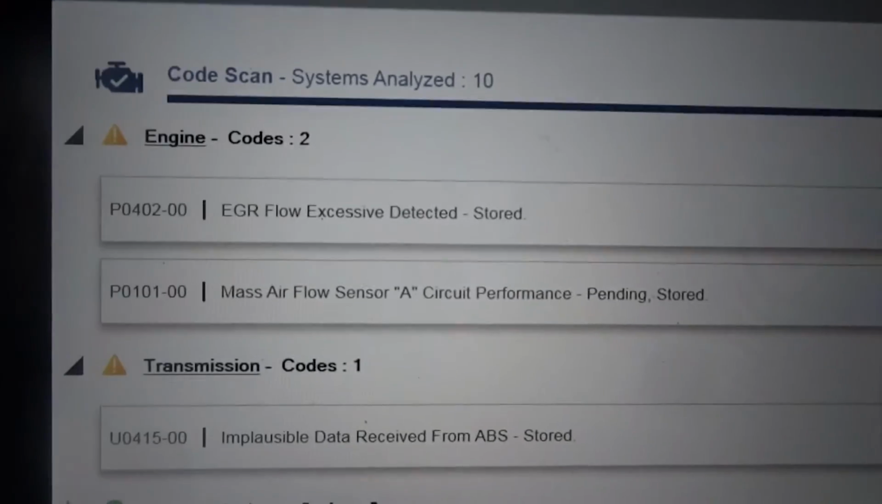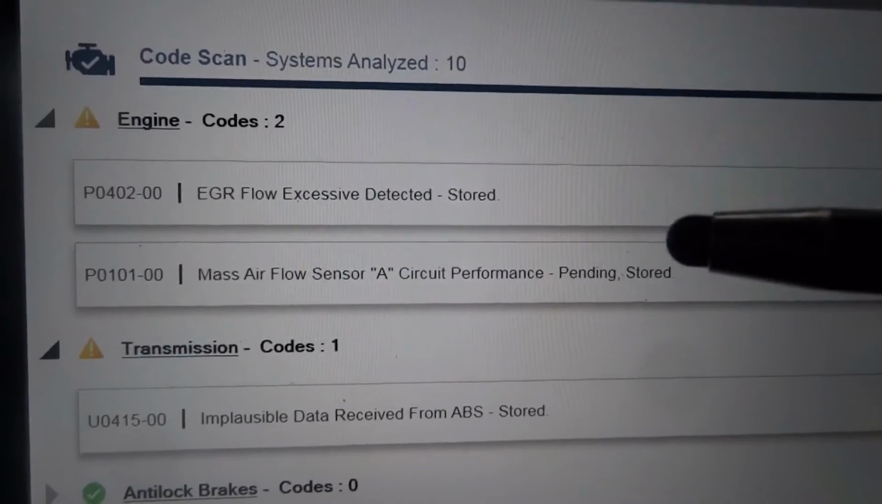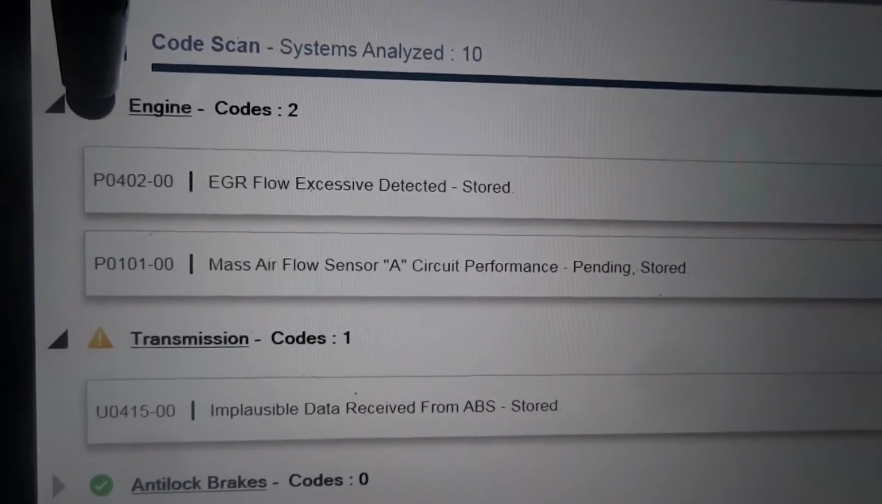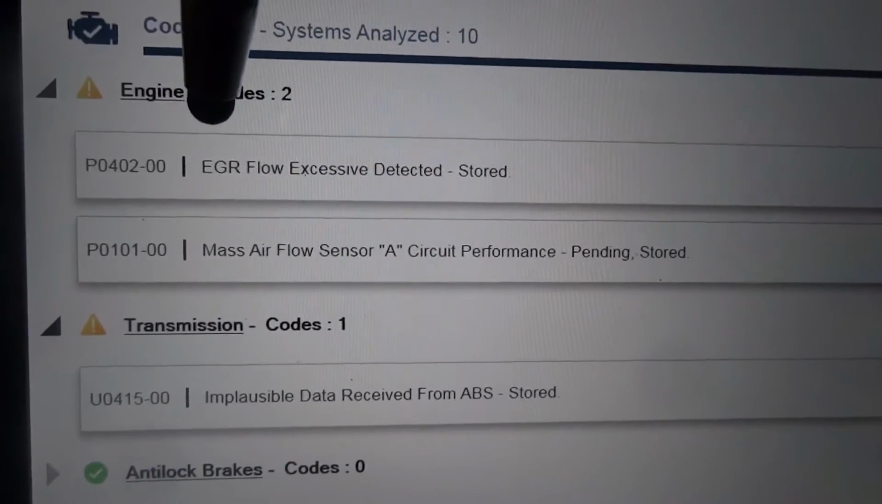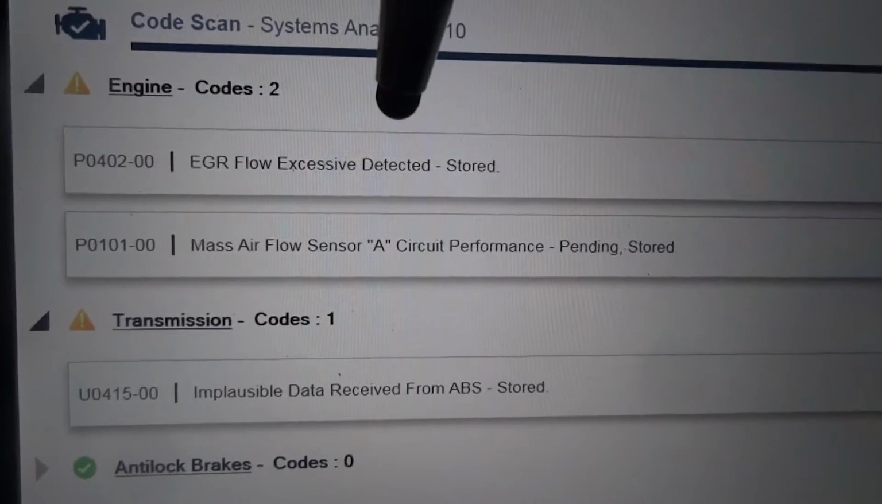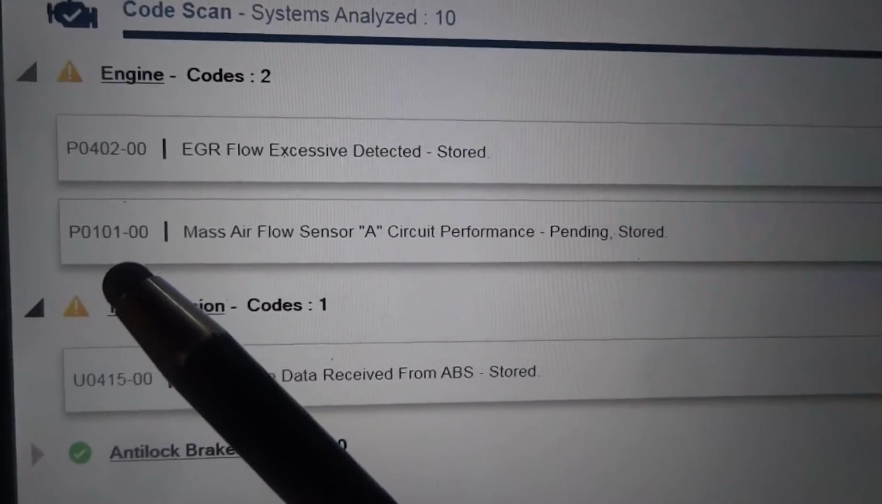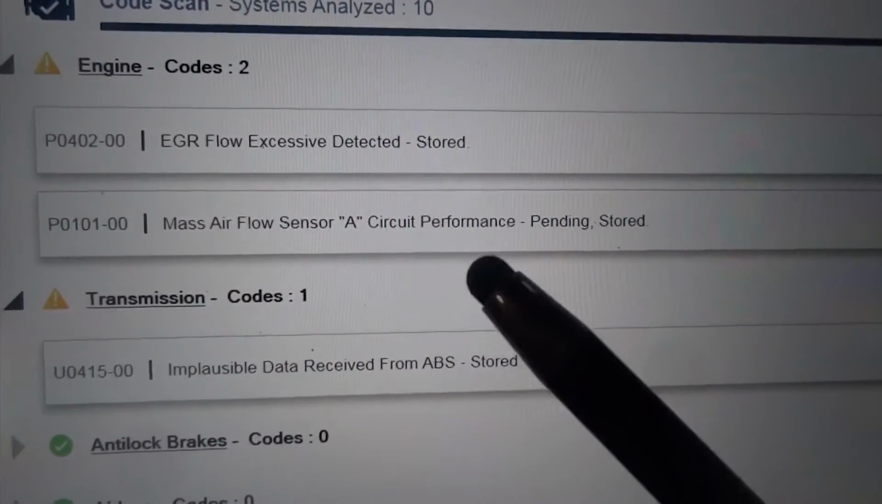We have two trouble codes in the engine computer, and these two trouble codes are causing the check engine light to remain on the dash. The first trouble code is P0402-00, and it says EGR flow excessive detected. And then the second trouble code is P0101-00, and it says mass airflow sensor A circuit performance.